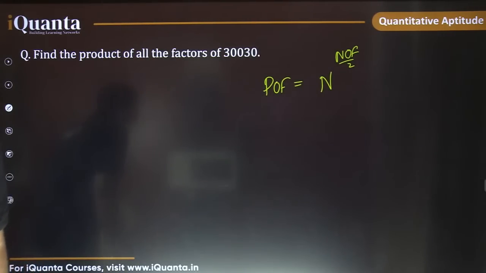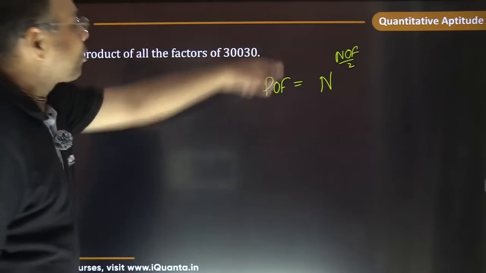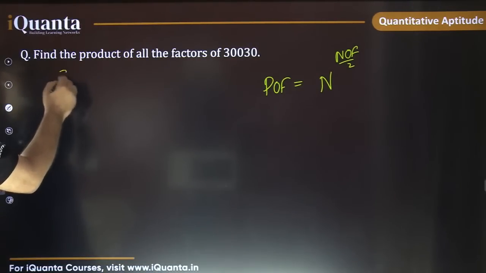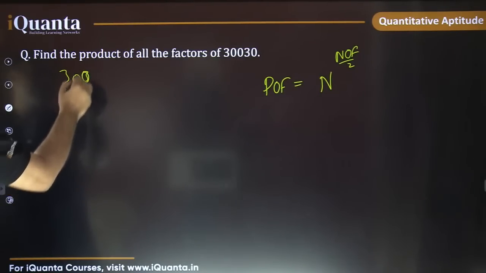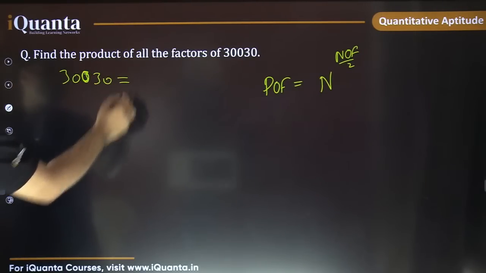Yes, the number raised to the power of the number of factors divided by 2. So to calculate the number of factors, the first step is to do the prime factorization. It is 30030. So what is the prime factorization?